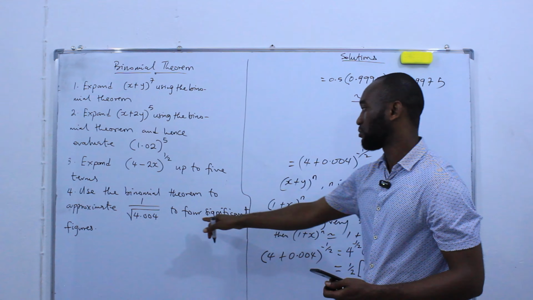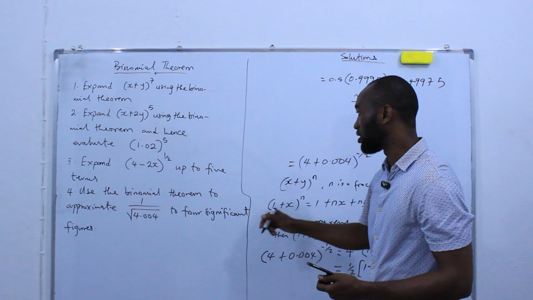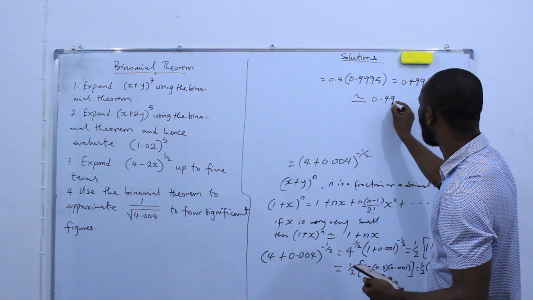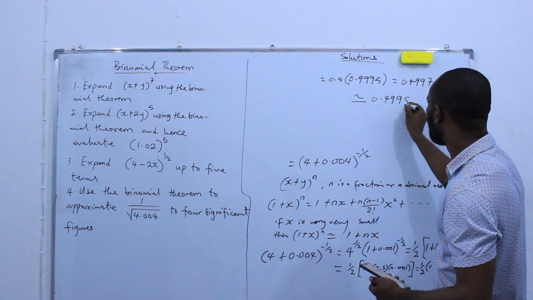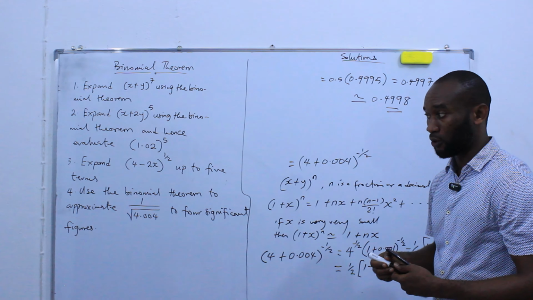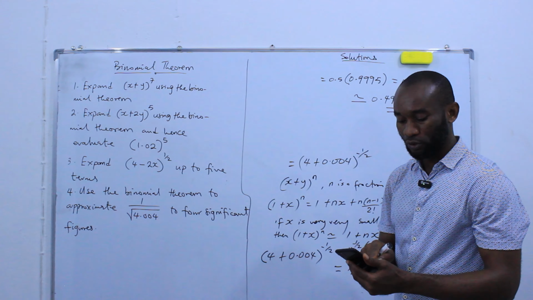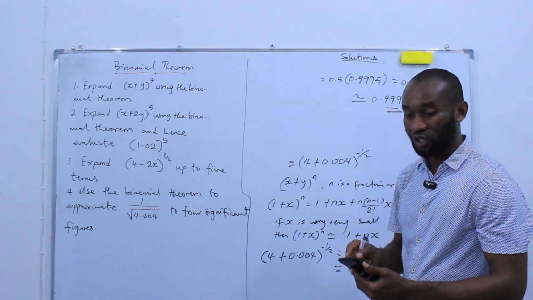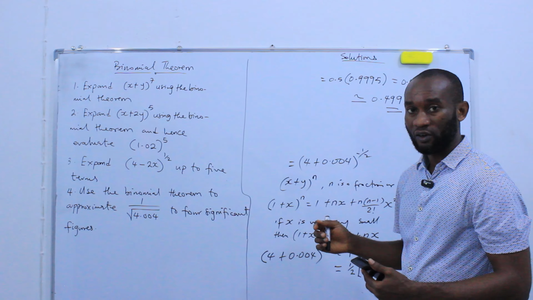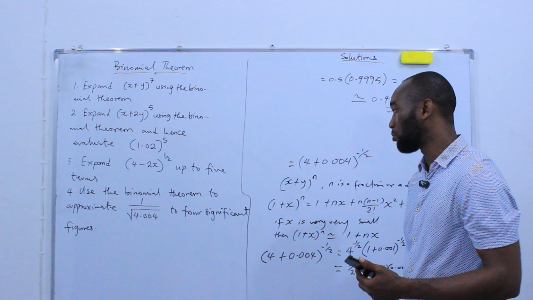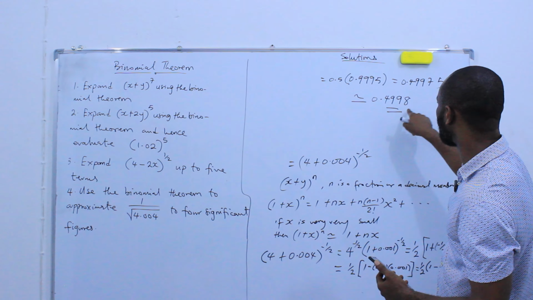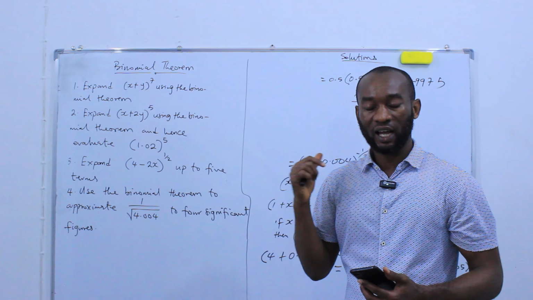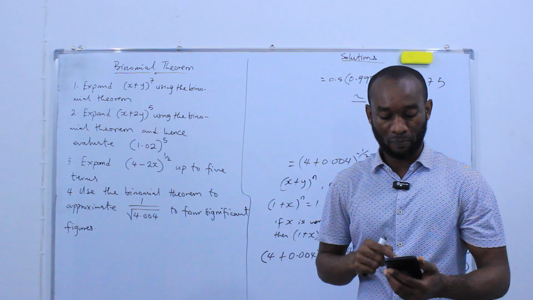We are to approximate it to 4 significant figures from the question. So to 4 significant figures, we have 0.4998 as the result. So you can go ahead to use a calculator to verify that this approximation is exactly correct. If you use a calculator to punch that, you will find that both the calculator figure and the approximated figure are of the same magnitude.